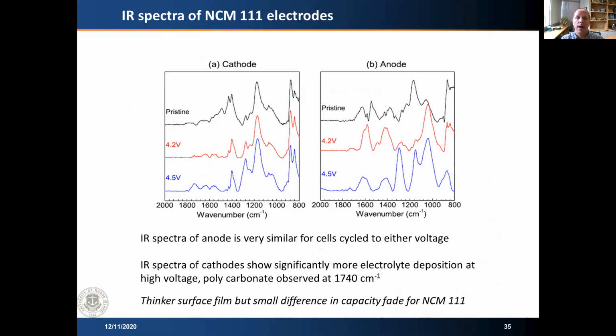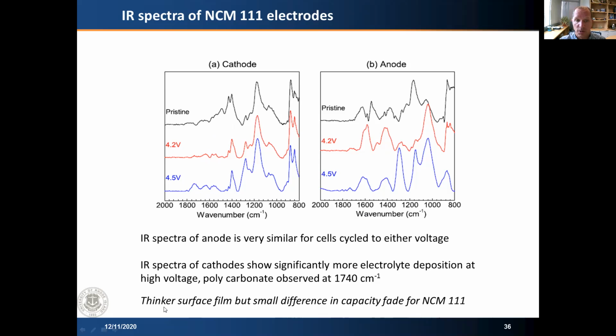If we look at the IR spectra, once again, the IR spectra of the anode is quite similar for the cells cycled to either voltage, while the IR spectra of the cathode shows significantly more electrolyte decomposition upon cycling to 4.5 volts compared to the one cycled to 4.2 volts, which is consistent with the data that we observed from XPS spectroscopy.